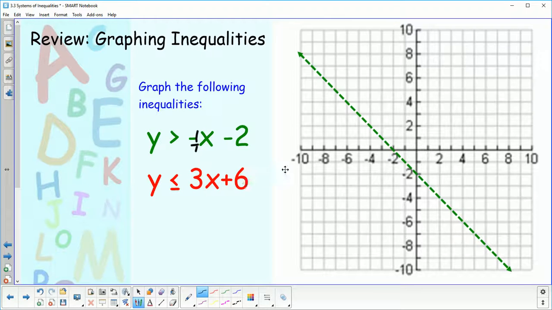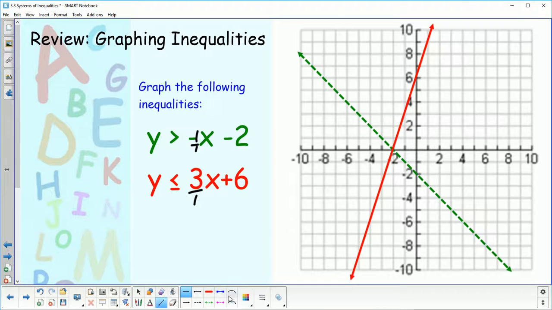Speaking of the second one, I would put my point for my y-intercept at 6, and then my slope is 3/1. So from 6 I'd go up 3, right 1, or I could go down 3, left 1, down 3, left 1, and I keep doing that, and I get these two lines. Now, don't forget, this is not the entire solution to our inequalities.